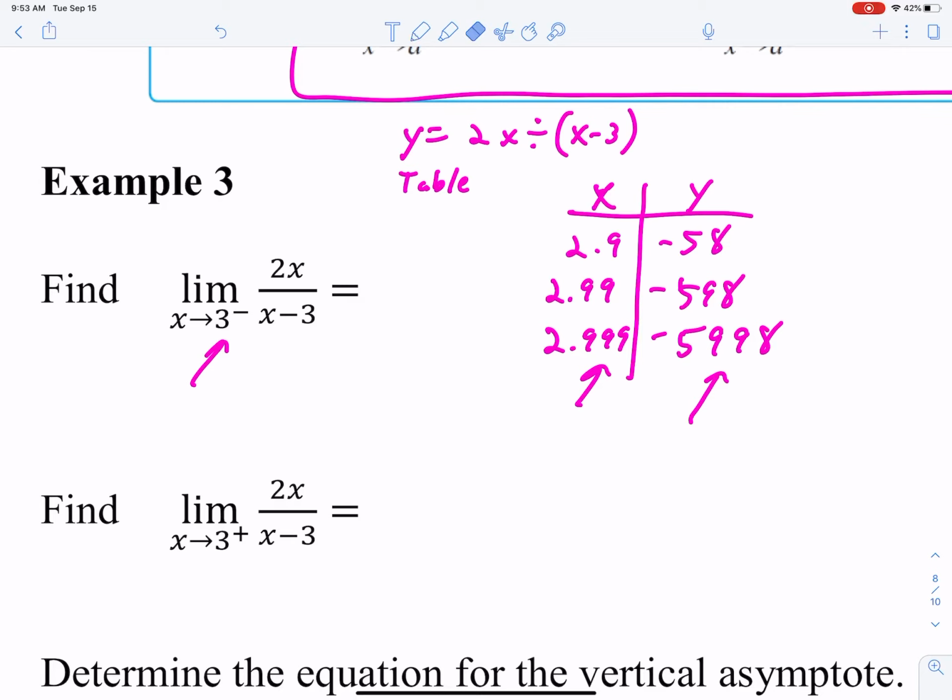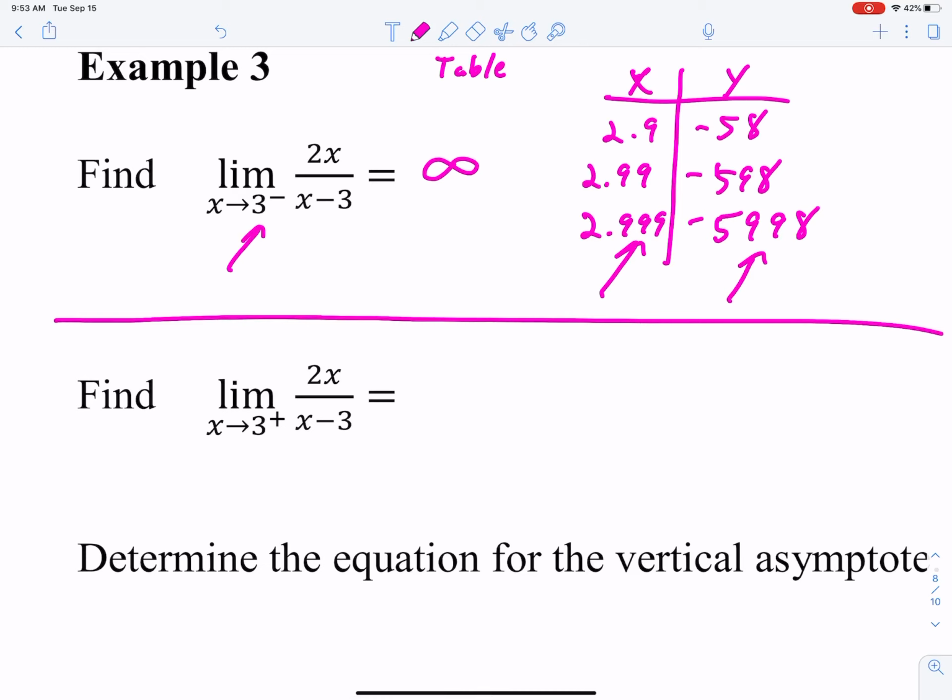But let's look at what's happening. As we get infinitely close to x equals 3 from the left, that y value, that function value, just gets huge and huger and huger, right? In other words, the function value approaches positive infinity. Okay? All right.